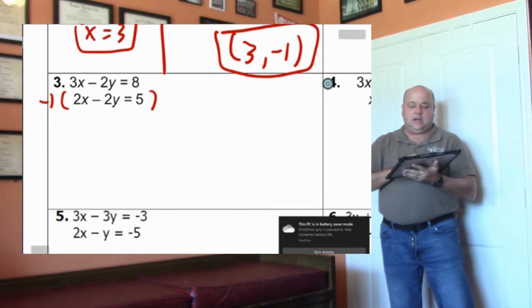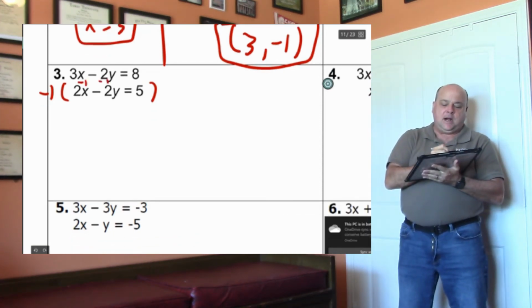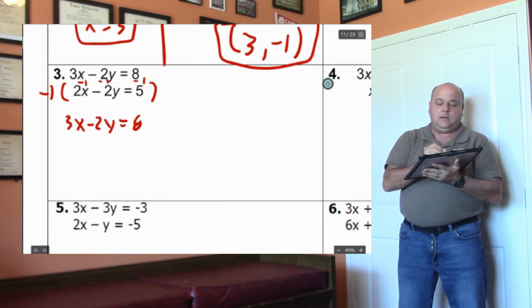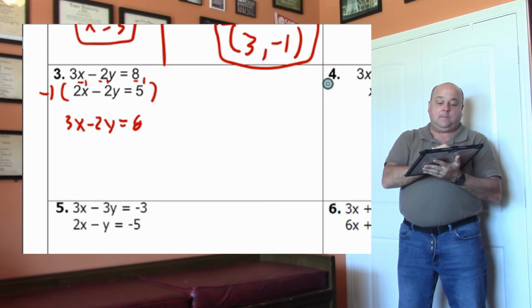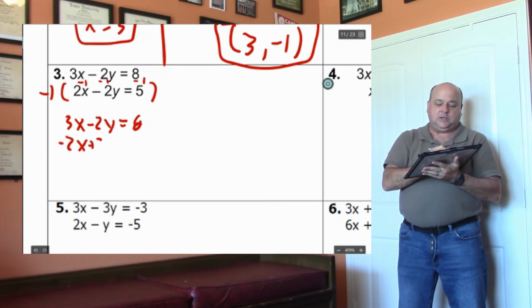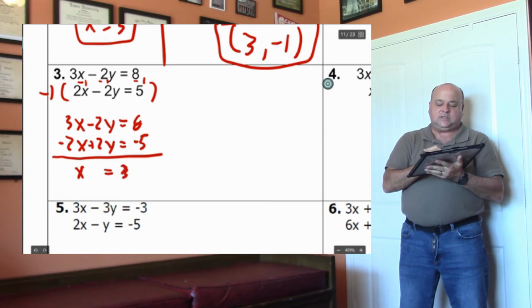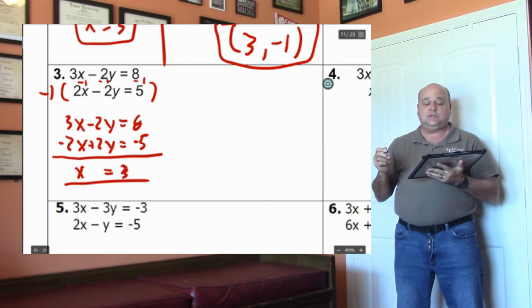And let's see if you can get it right. So we're going to multiply the bottom by -1. So we'll have 3x minus 2y equals 8. Multiply the bottom by -1 again. -2x plus 2y equals -5. Draw a bar. 3x minus 2x is x, and 8 minus 5 is 3. Notice I don't have to divide on that, so I know my x is 3.